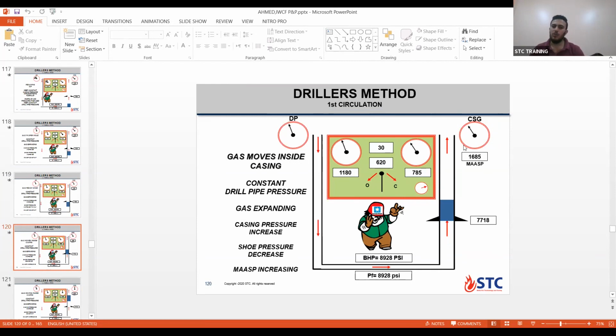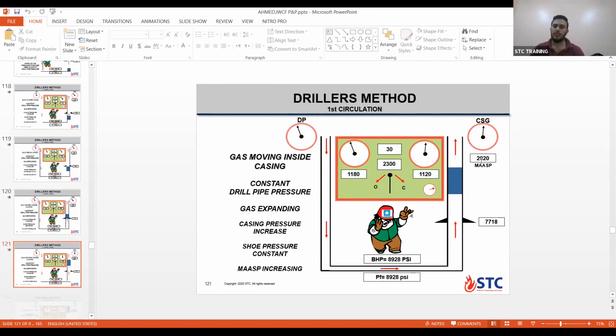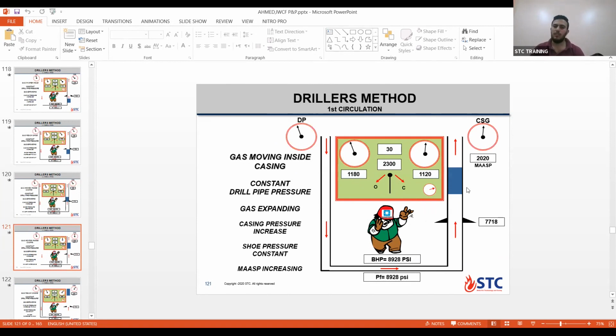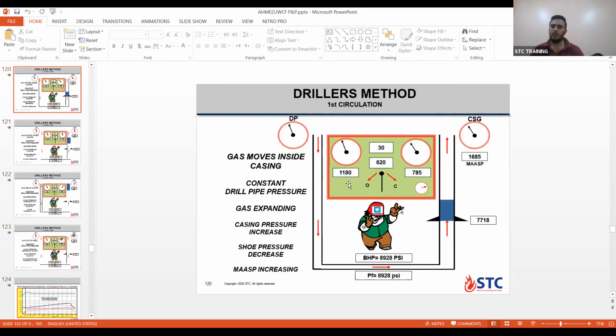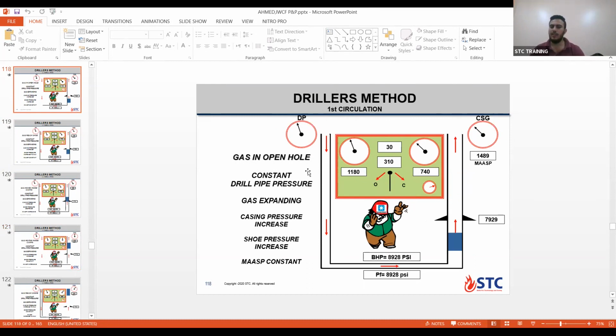and looking at the casing and the MASP, always trying not to exceed the MASP, not to break the formation at the weakest point as we discussed earlier. Now the influx is about to be out of the hole. Once the influx is out of the hole, the casing pressure returns to the original value of the shut-in casing pressure and drill pipe pressure equals 530. Look here, the original value of drill pipe pressure 530.